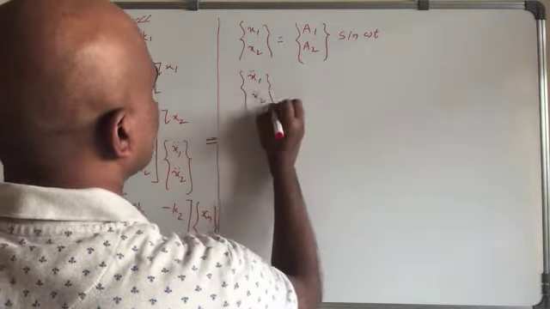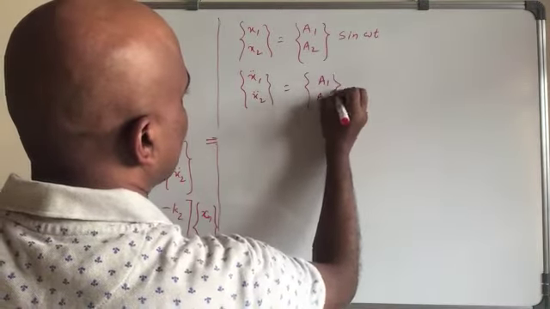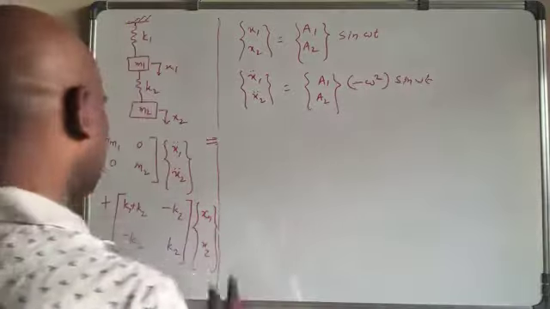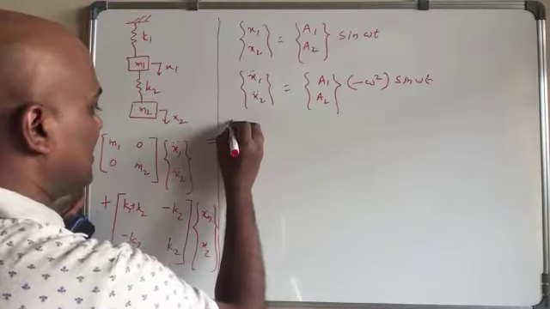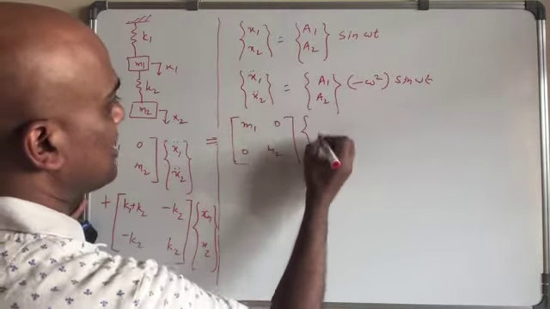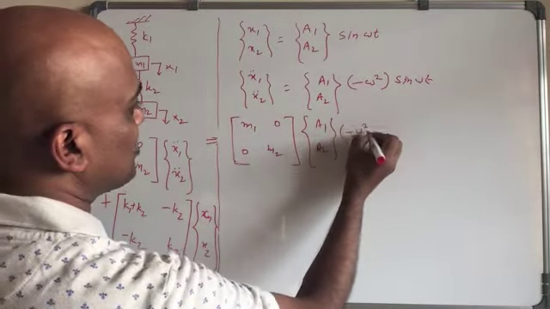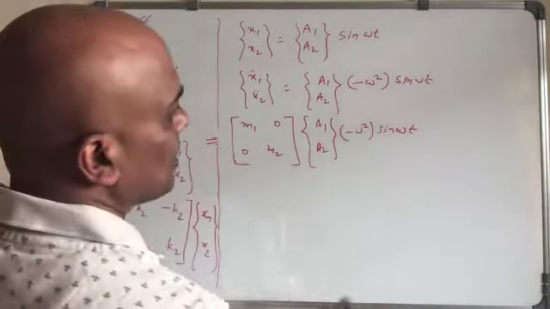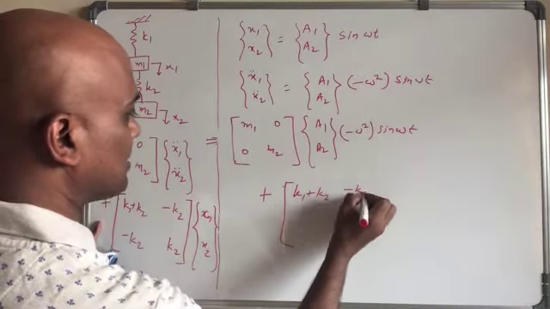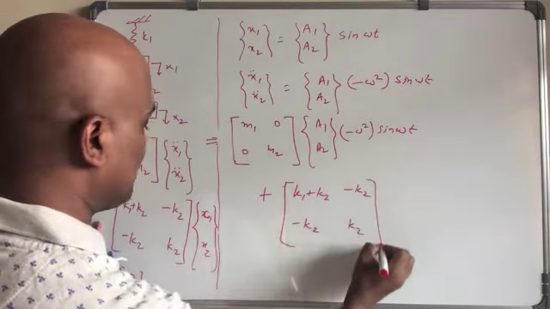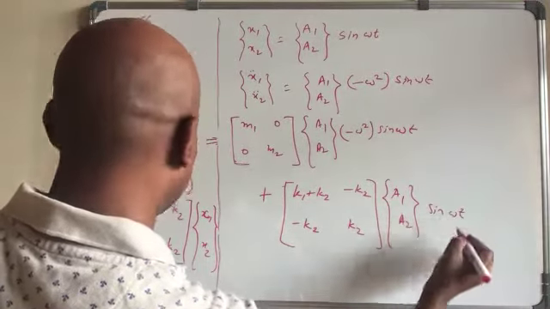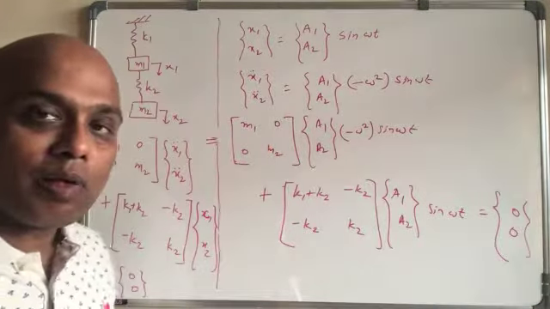x1 double dot, x2 double dot, we will get equal to a1, a2, and here sine becomes cos, cos becomes sine, so minus omega square sine omega t, that's what we get. Now put these values here. We get m1, 0, 0, m2, and then a1, a2 multiplied by minus omega square sine omega t, plus k1 plus k2, minus k2, minus k2, k2, and then x1 and x2, which is a1 and a2, times sine omega t, is equal to 0, 0. So this is the equation we got finally.